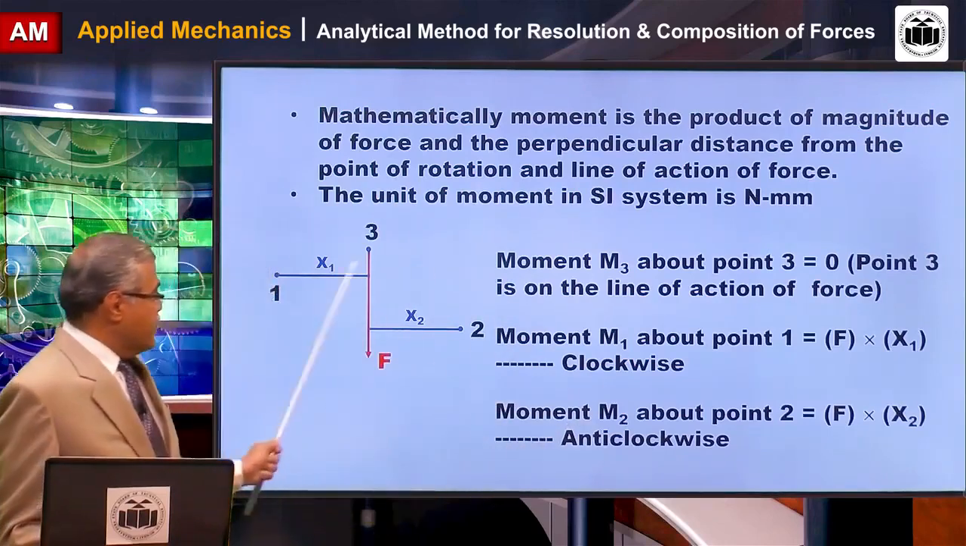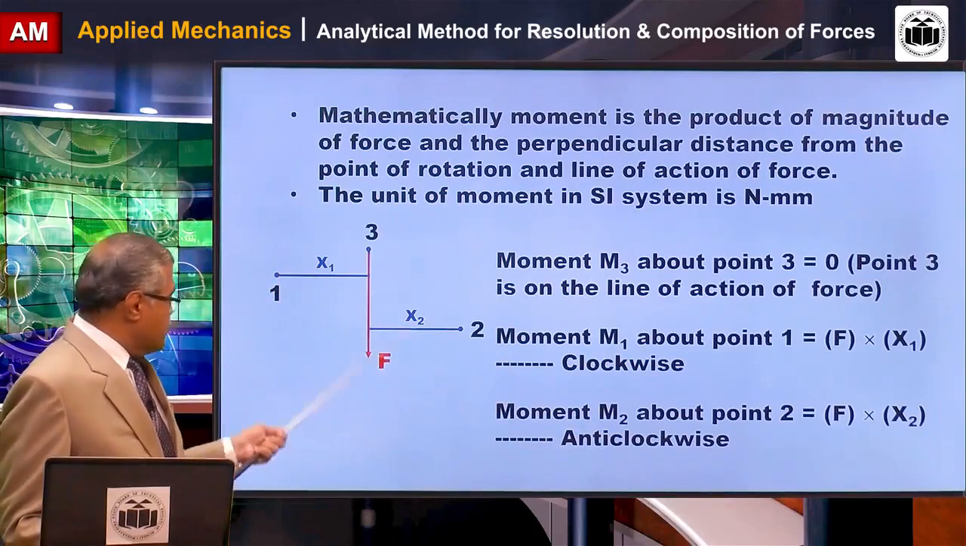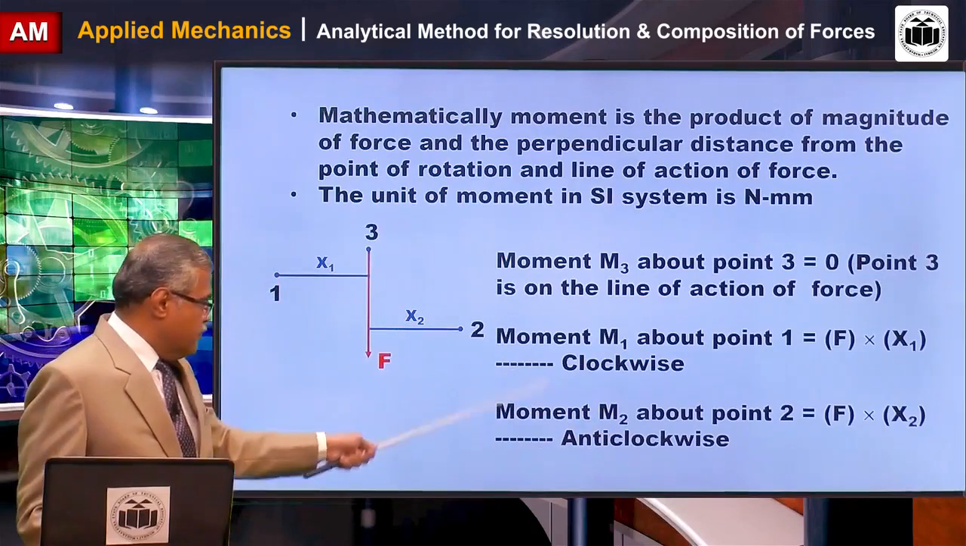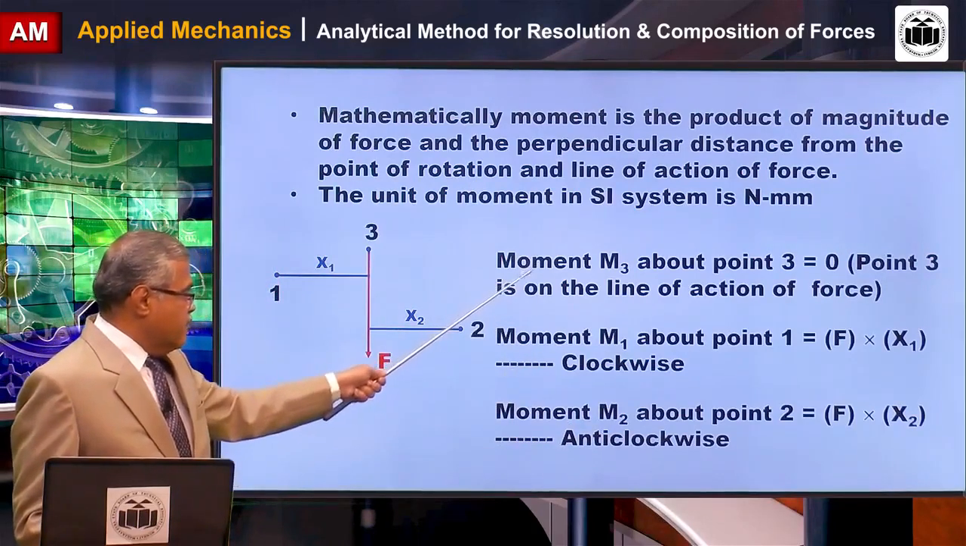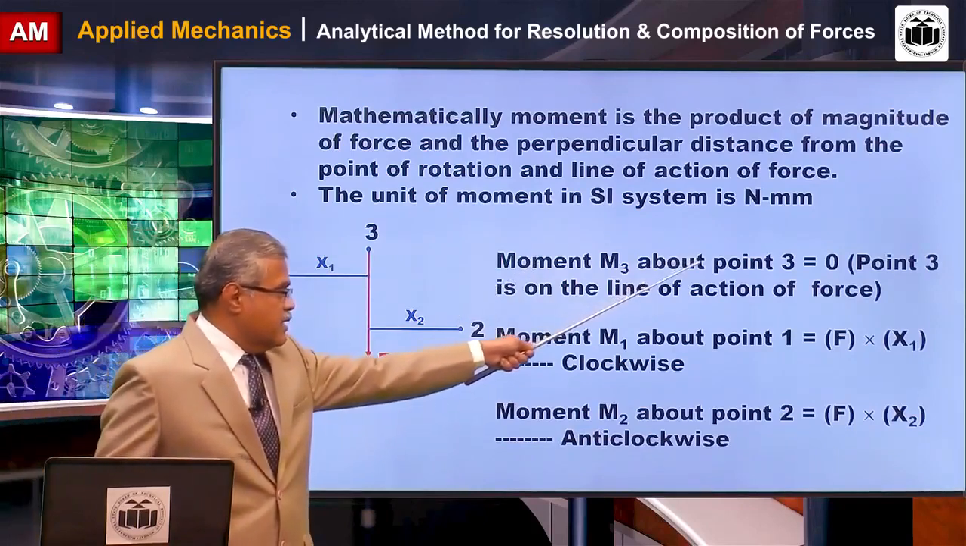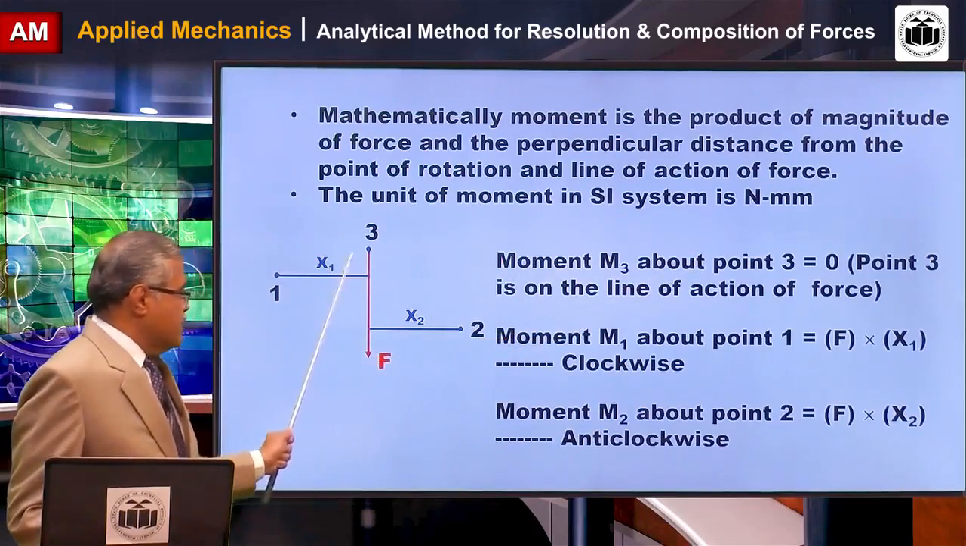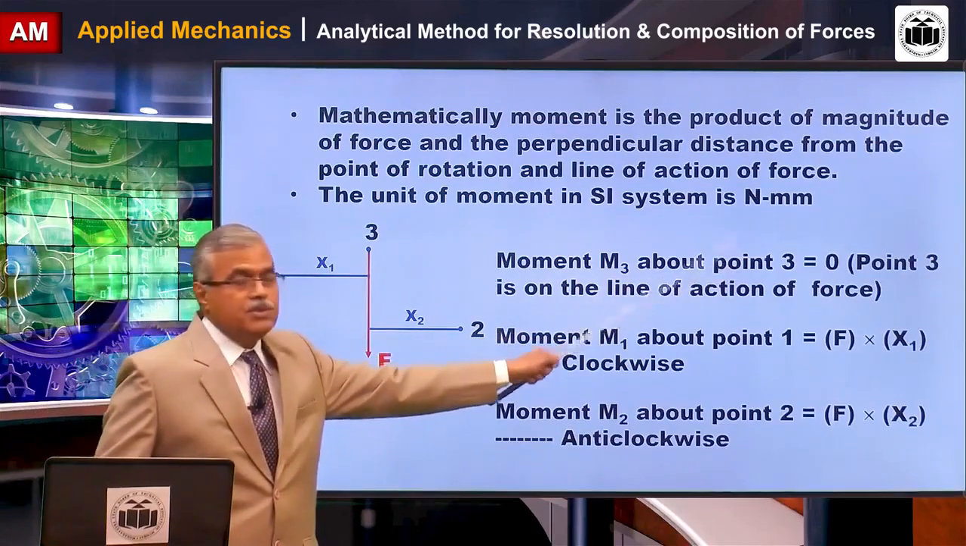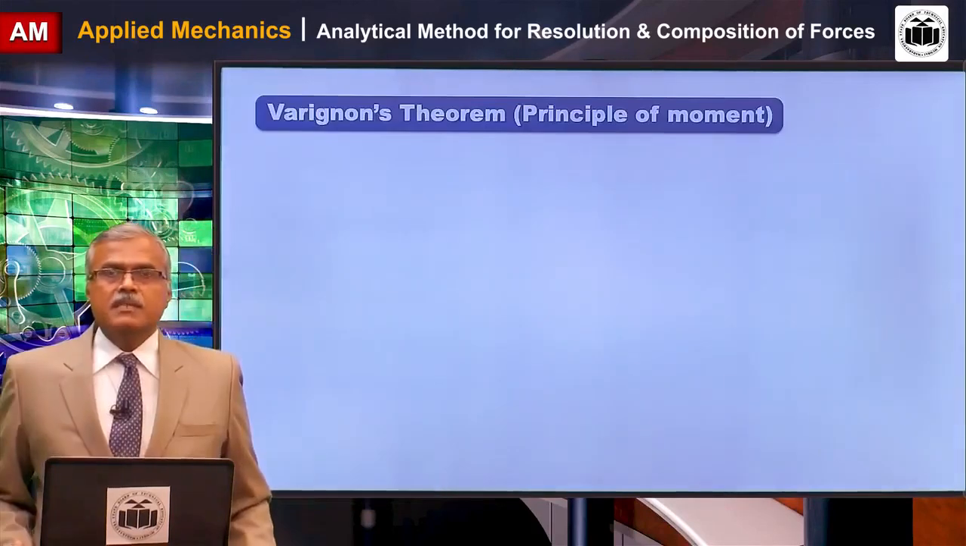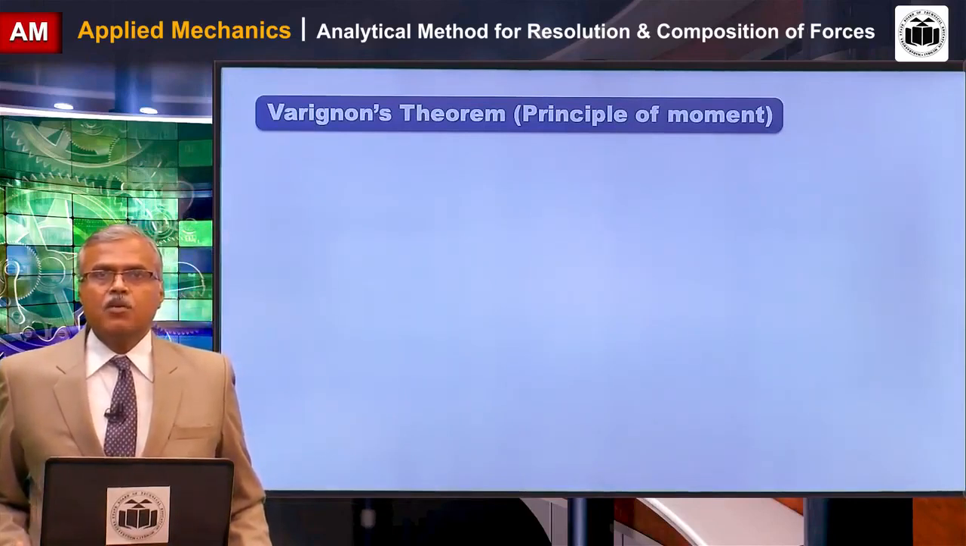So the nature of this M2 moment is anti-clockwise. In this way we have gone through these different types of moments, as well as one special case: if the point is on the line of action of the force, then its moment is always 0. Another principle used for location of the resultant force in a non-concurrent force system is Varignon's theorem, also called the principle of moments.